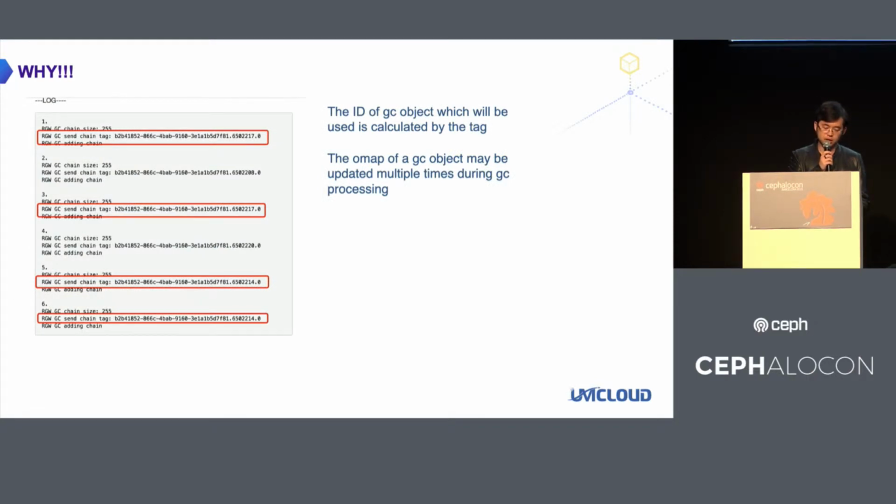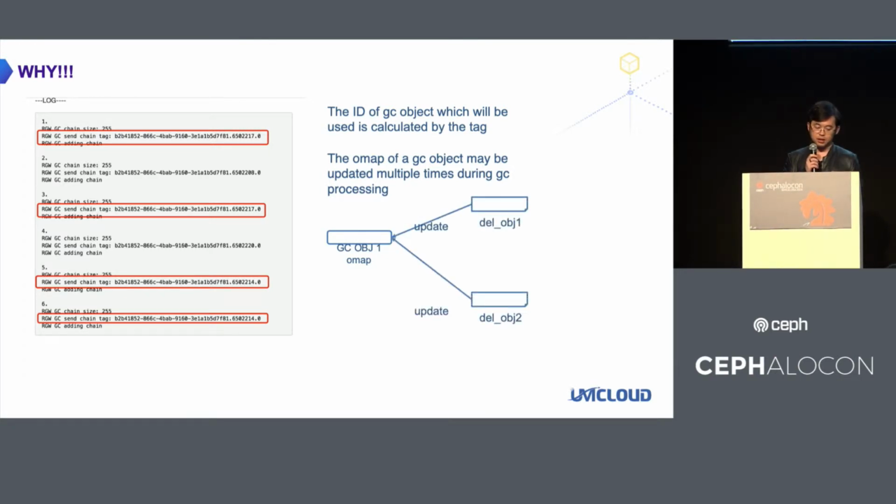Why? By reading the log of RGW, we found the RGW would send the same tag multiple times to the GC chain. As we know, the ID of the GC object, which will be used, is calculated by the tag. So we get a conclusion: the OMAP of a GC object may be updated multiple times during GC processing. An example as shown below, the GC object 1's OMAP will be updated twice. Finally, only the information of the second object will be recorded in the GC object 1's OMAP. This is to say, only the second object will be deleted by garbage collecting.